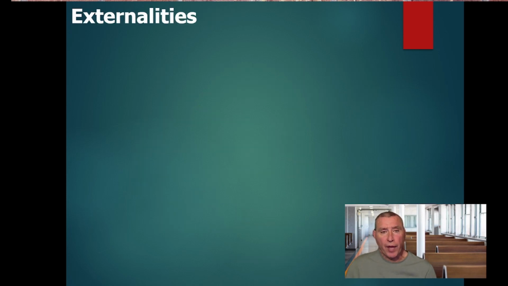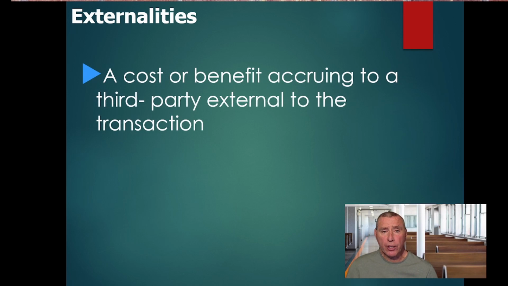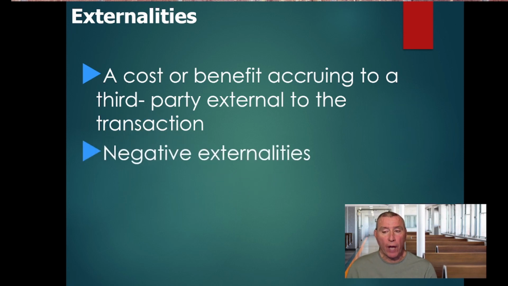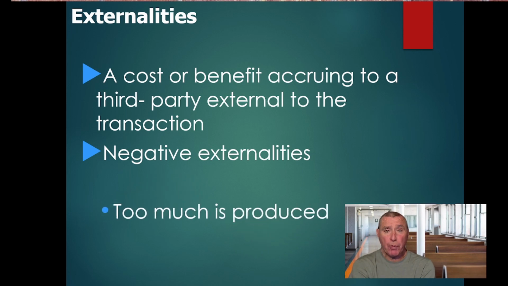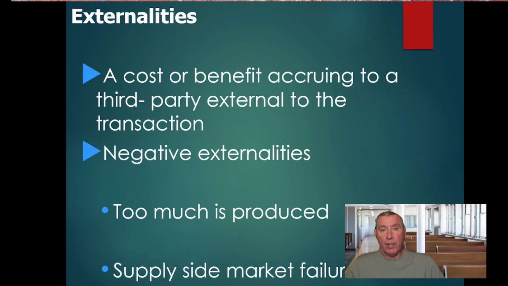We're looking at a thing called externalities. Externalities are a cost or a benefit accruing to a third party external to the transaction. There's the consumer, there's the producer in a transaction, and now somebody who's neither the producer nor the consumer is either benefiting or paying the cost. If they're paying the cost, it's a negative externality. If someone else is paying the cost, that makes it cheaper for the firm to produce because they're not paying the cost, the consumer's not paying the cost, the third party is. So too much is being produced. It's a supply side market failure, so the failure of the market is on the supply side.